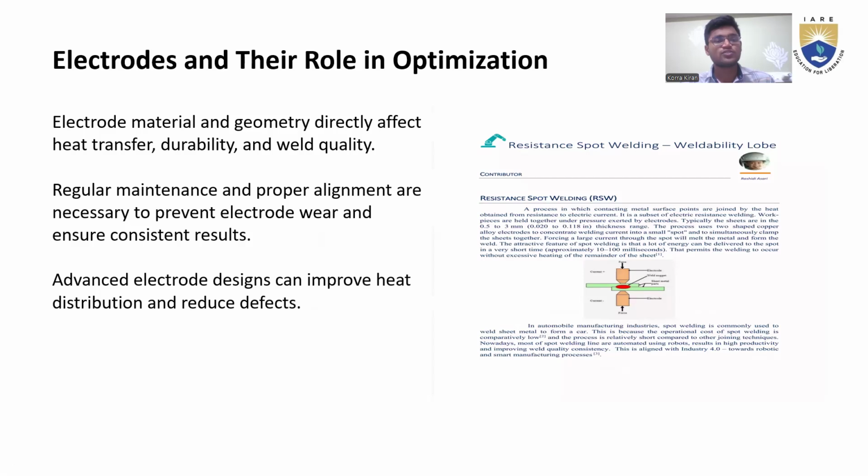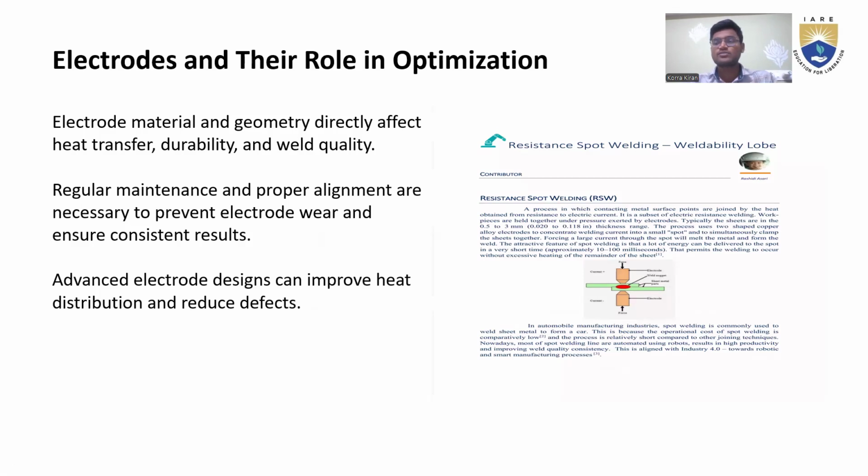Electrode material and geometry directly affect heat transfer, durability, and weld quality. This was the role in optimization of the electrode. Regular maintenance and proper alignment are necessary to prevent electrode wear and ensure consistent results. This is also one of the roles. And advanced electrode designs can improve heat distribution and reduce defects.